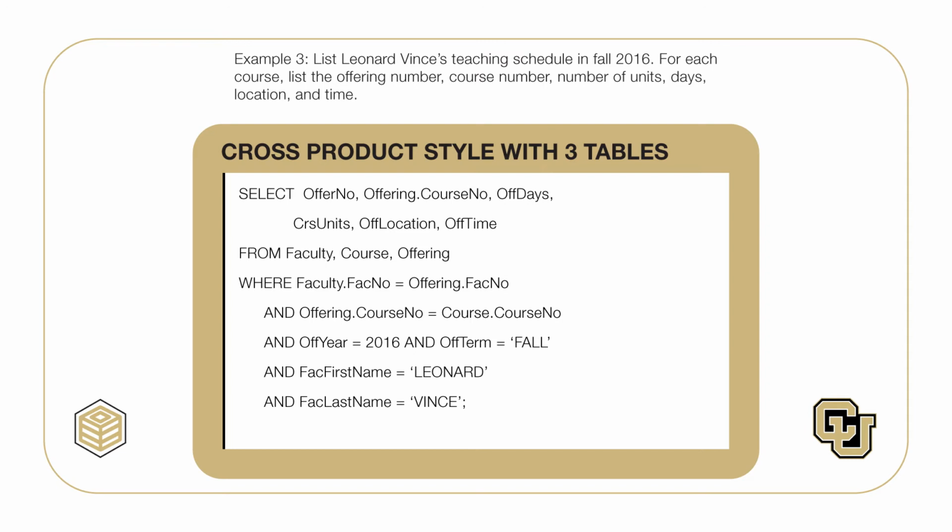Example 3 lists details about Leonard Vince's teaching schedule in fall 2016. Example 3 combines the faculty, course, and offering tables using the cross-product join style. Note that the from clause contains 3 tables, and the where clause contains 2 join conditions. Typically, a select statement with n tables should have n-1 join conditions. This formula is a practical check on your work. Omitting a join condition is a serious error causing both incorrect results and high levels of resource consumption.